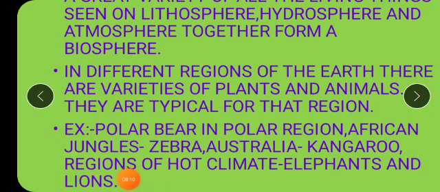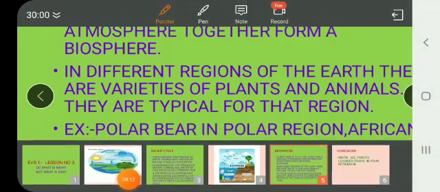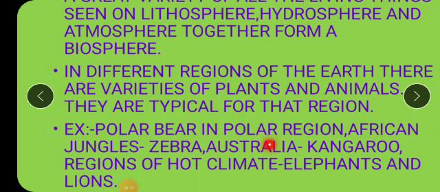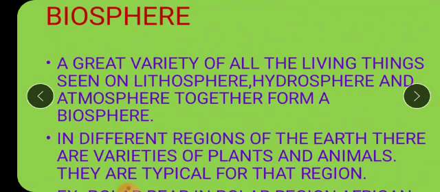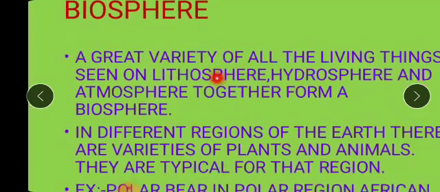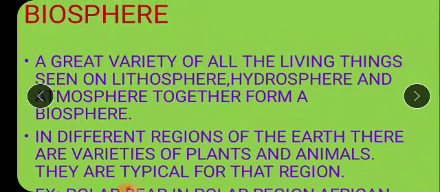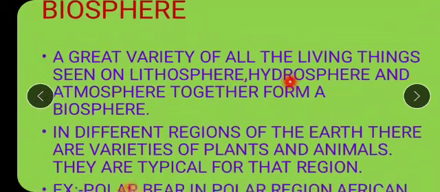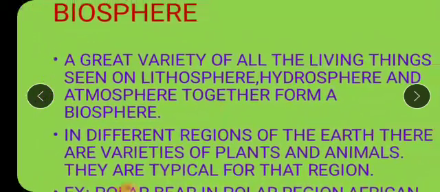African jungles are very famous for the zebra. Now you know very well Australia is very famous for its kangaroos, isn't it? So this particular region has that particular variety of animal. In regions of hot climate, you will get elephants and lions. So you see this great variety of animals and plants in that particular region. This is nothing but the biosphere. Again we will just revise the definition of biosphere. A great variety of all the living things, whether plants or animals, when you see that variety in litho, hydro and atmosphere, it together gives us the biosphere.